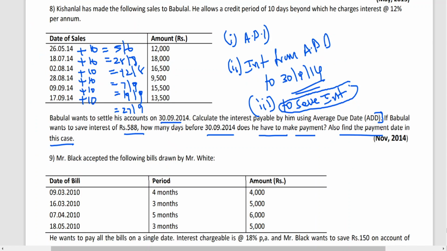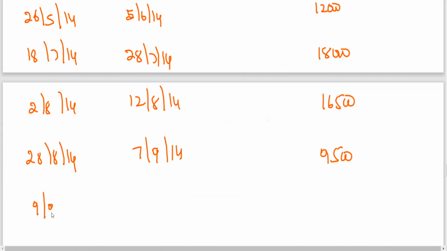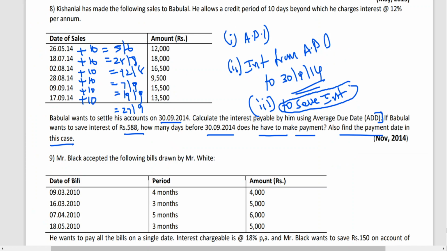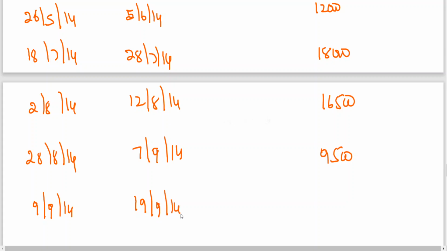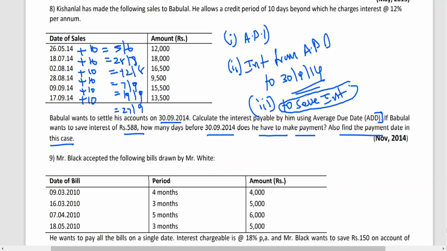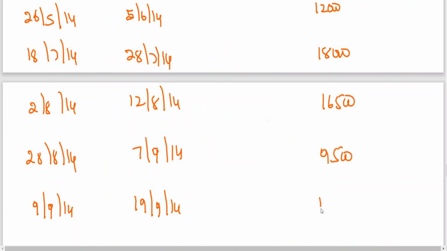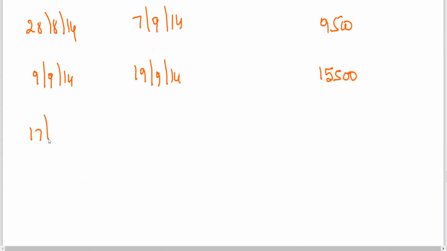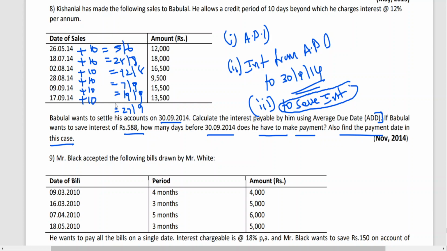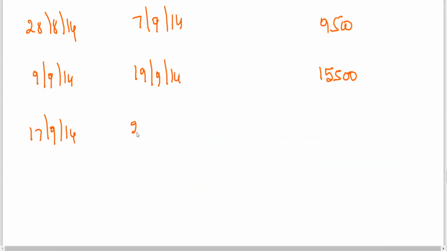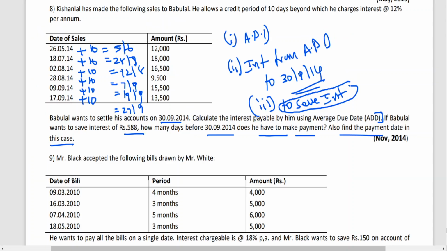9,500 is the amount. Next, 9th September 14. 10 days if you add. 15,500. September 14. 13,500.